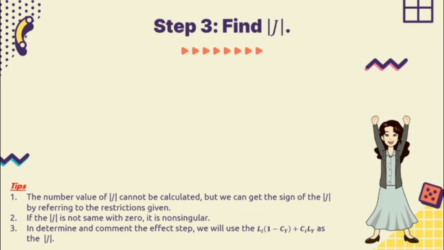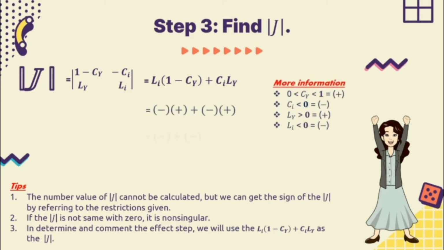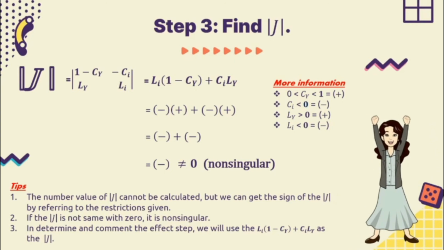Step 3. Find the determinant J. We need to use the J matrix, then we will get this answer. However, the answer cannot be calculated, but we can get the sign of determinant J by referencing the restriction given. Now, we can insert the sign and get the answer as a negative value. Determinant J is a negative value, that means it's not the same as 0 and it's not singular. The previous part is already done, we can proceed to the next part.